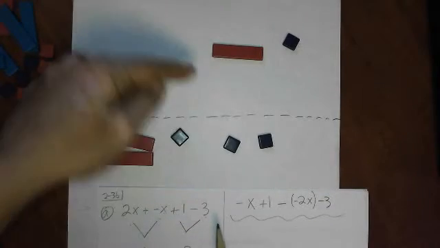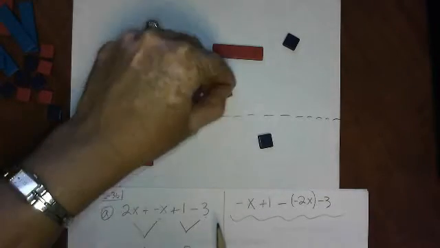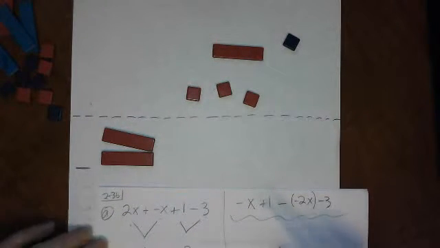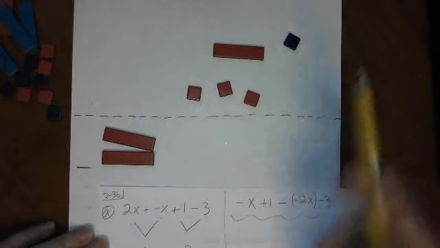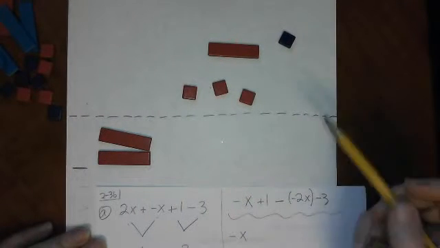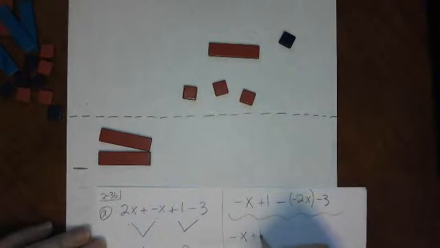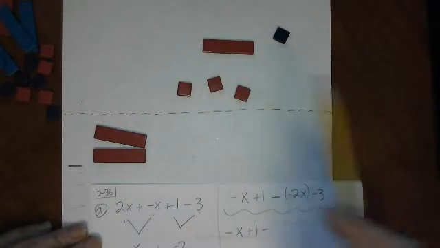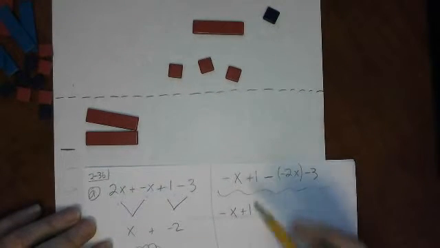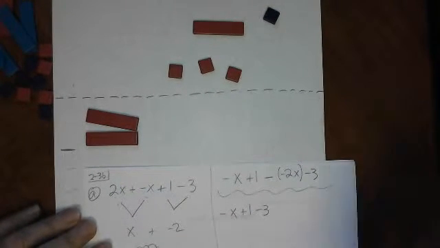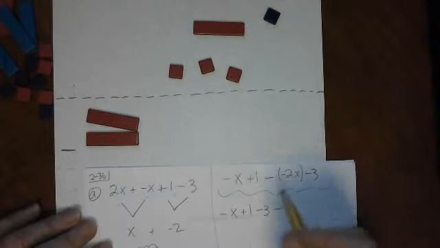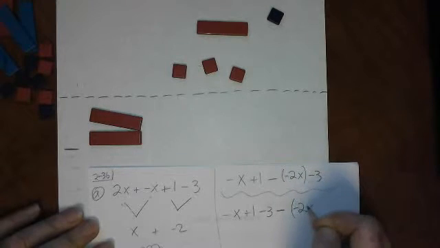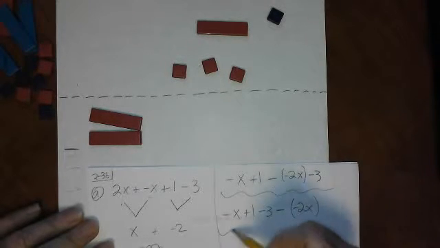How about if I flip these guys up here? That's different than last time. I could rewrite it as negative x plus 1 minus 3 minus, that's from this minus, negative 2x. So there's another way to write it.